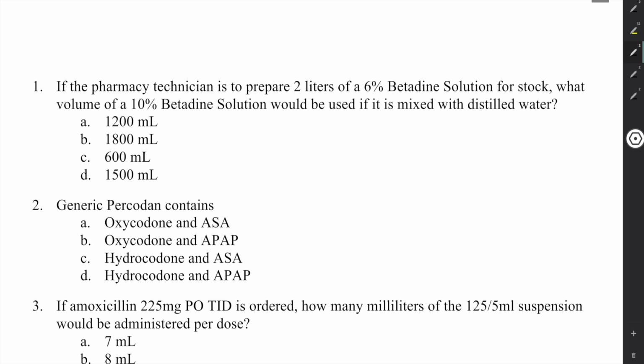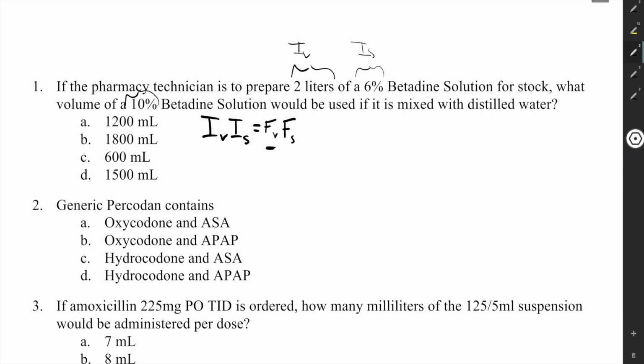So the equation is going to be the initial volume times the initial strength, and that's going to equal the final volume times the final strength. First we should identify which is which. If the pharmacy technician is to prepare 2 liters of a 6% betadine solution for stock, then we know that the initial volume is going to be 2 liters, and the initial strength is going to be the 6%. So we want to find the final volume. We have the 10%, so that's the final strength.